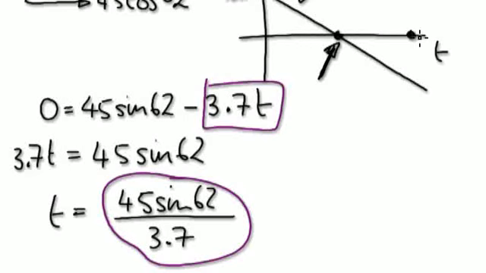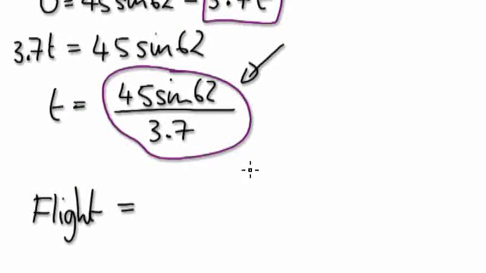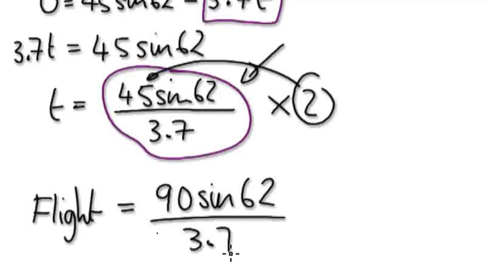Okay. Now that we want to find out the total flight time, this point here represents the total flight time. So we're just going to get this times by 2. So flight time equals this times 2. This gets multiplied to the top. So 45 times 2 would be 90 sine 62 over 3.7. So this is our total flight time.